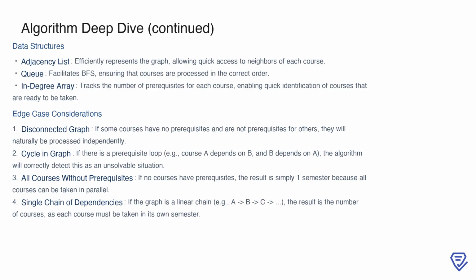In cases where no courses have prerequisites, all courses can be taken in parallel, resulting in just one semester. On the other hand, if the graph forms a single chain of dependencies, each course will require its own semester, equal to the total number of courses. These considerations ensure that the algorithm handles all scenarios robustly.